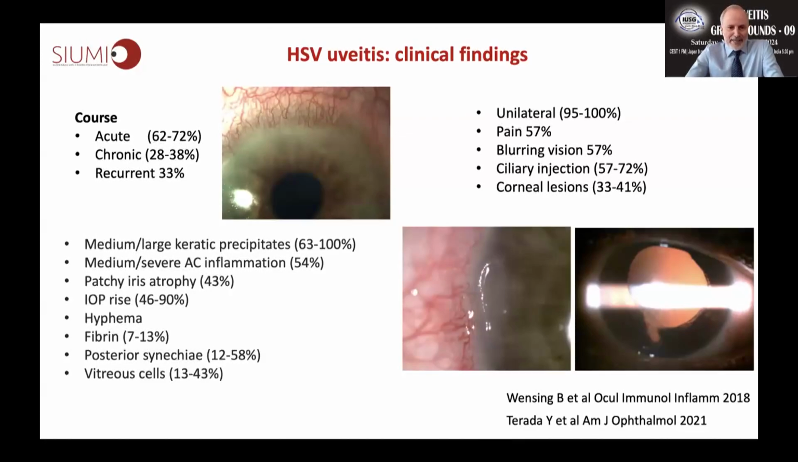As far as concerns the signs, we can have medium to large keratic precipitates, medium to severe anterior chamber inflammation. Usually there is a patchy iris atrophy, especially in the recurrent cases. IOP rise is common. In some cases, you can find hyphema or fibrin in the anterior chamber, posterior synechiae in up to 50% of the cases, and vitreous cells.